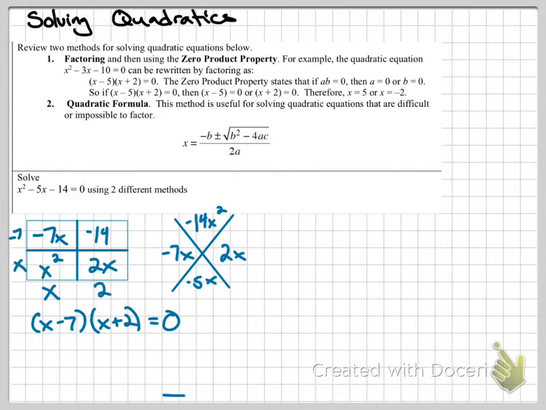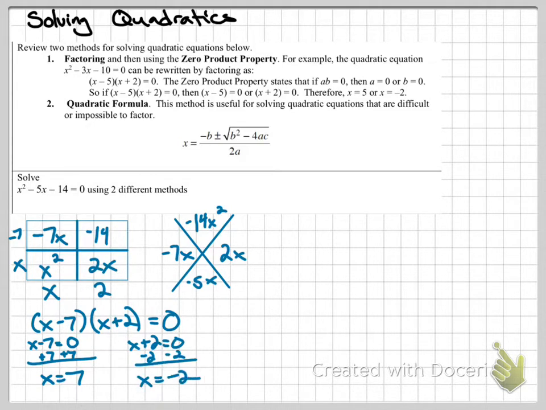Then zero product property, we wouldn't expect to see this, but I'm going to show it this one time. Set that factor equal to 0, get an answer. Set the other factor equal to 0 and get your answer. Those are our two answers for this quadratic equation, but the question wants you to solve it two different ways.